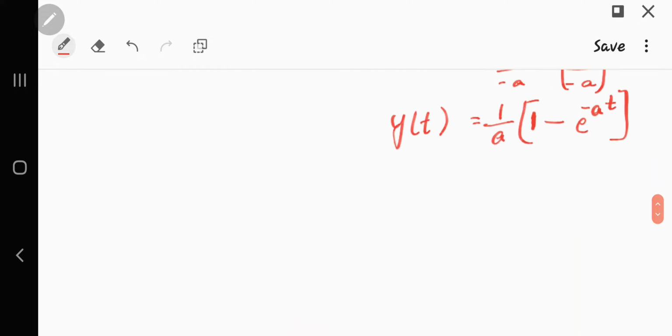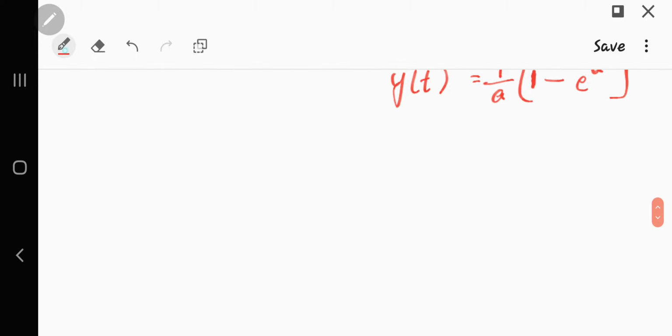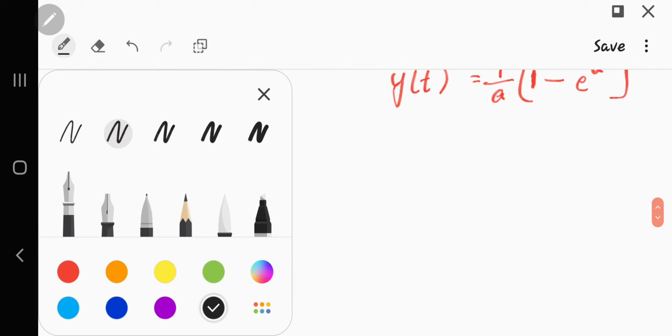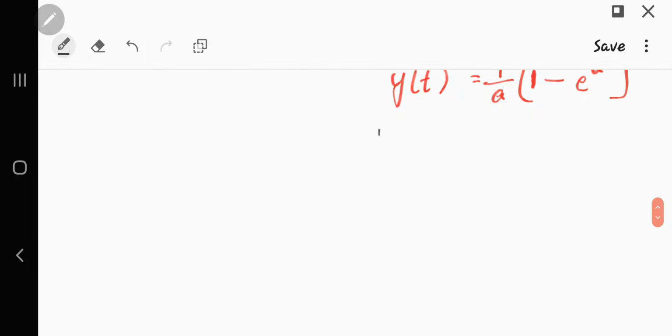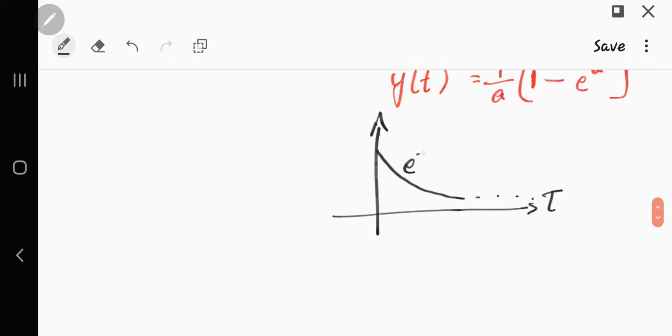Now what if I go further? If I go further, let me take the next case. So this is my x of tau, e power minus a tau with amplitude 1.